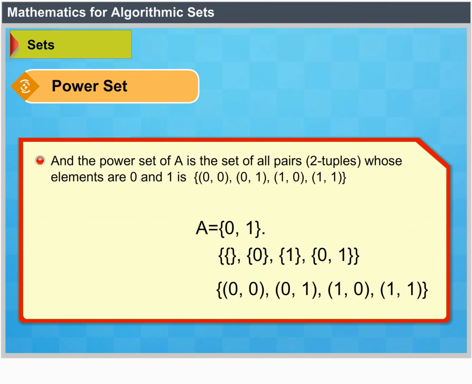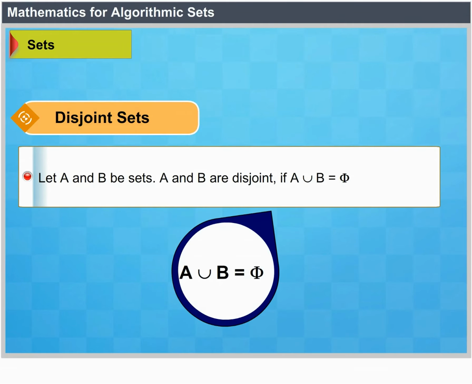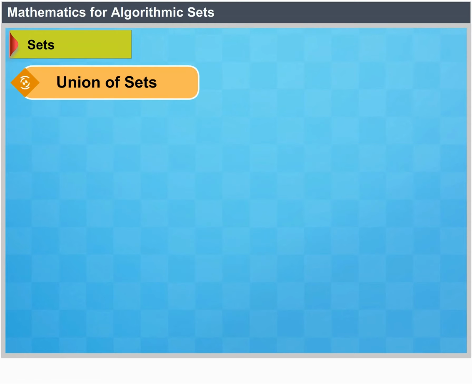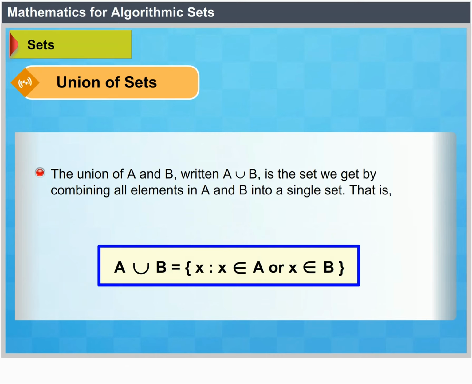Disjoint sets. Let A and B be sets. A and B are disjoint if A intersection B is equal to null. Union of sets. The union of A and B, written A union B, is the set we get by combining all elements in A and B into a single set. That is, A union B has the elements x such that x belongs to A or x belongs to B.